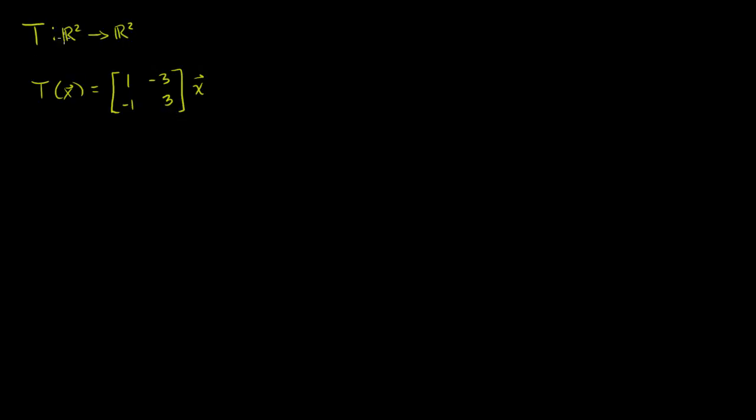Let's say I have some linear transformation T from R2 to R2. So if that is R2, and then this is R2, T just maps any member of R2 to another member of R2, just like that. And I'm going to define T. It's a linear transformation. I'm going to define it when I take the transformation of some member of R2, it's equivalent to multiplying it by this matrix, the matrix 1, -3, -1, 3.